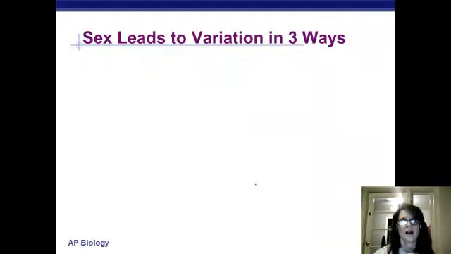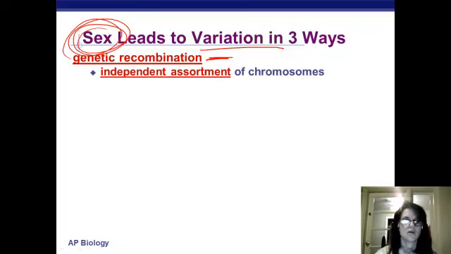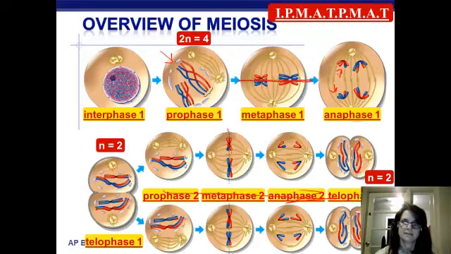Now, all of this, meiosis and sexual reproduction, leads to variation in three main ways. These ways are all forms of genetic recombination, reshuffling genes. We're not creating new genes, but we are shuffling old genes in new combinations. We do that first by something called independent assortment of chromosomes. In other words, let's go back here.